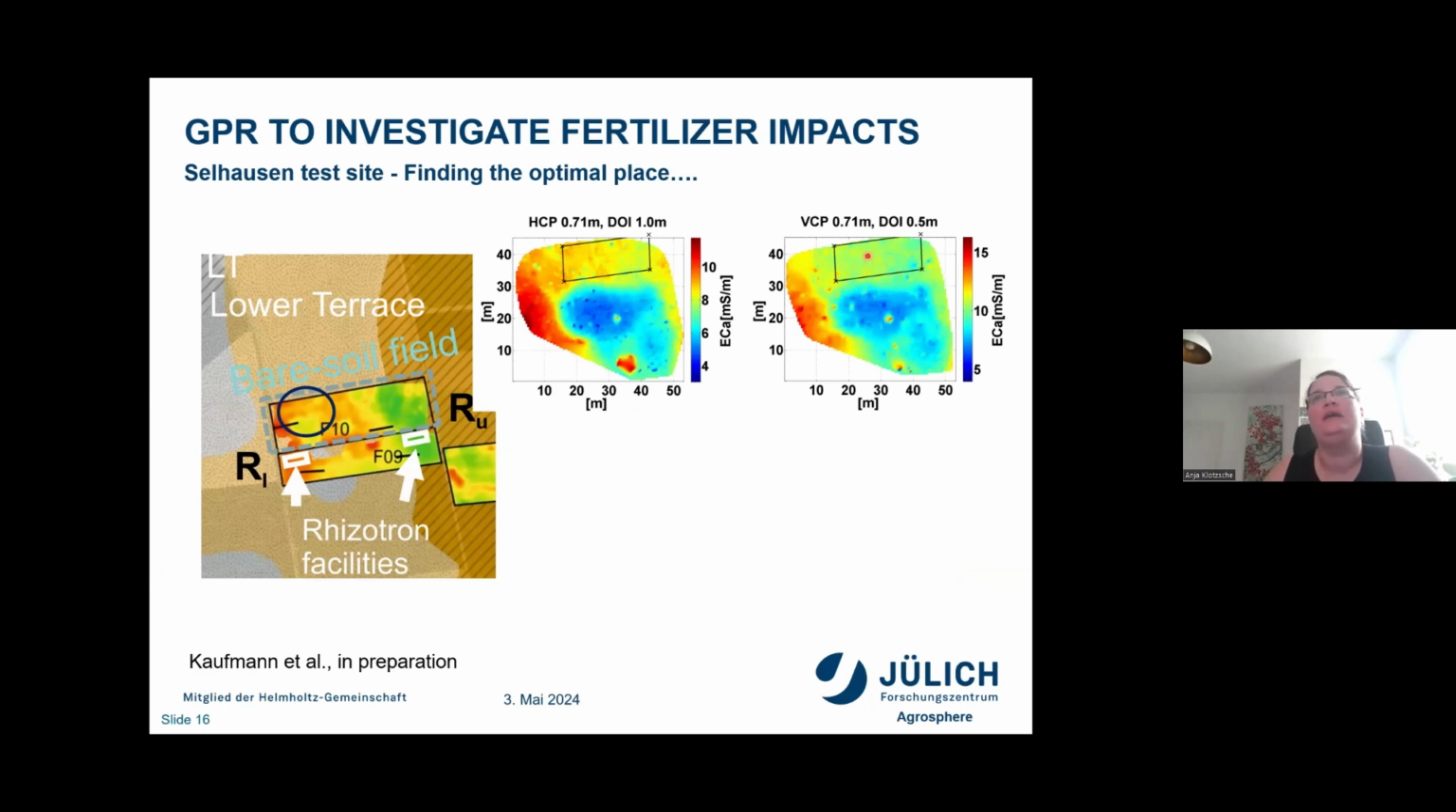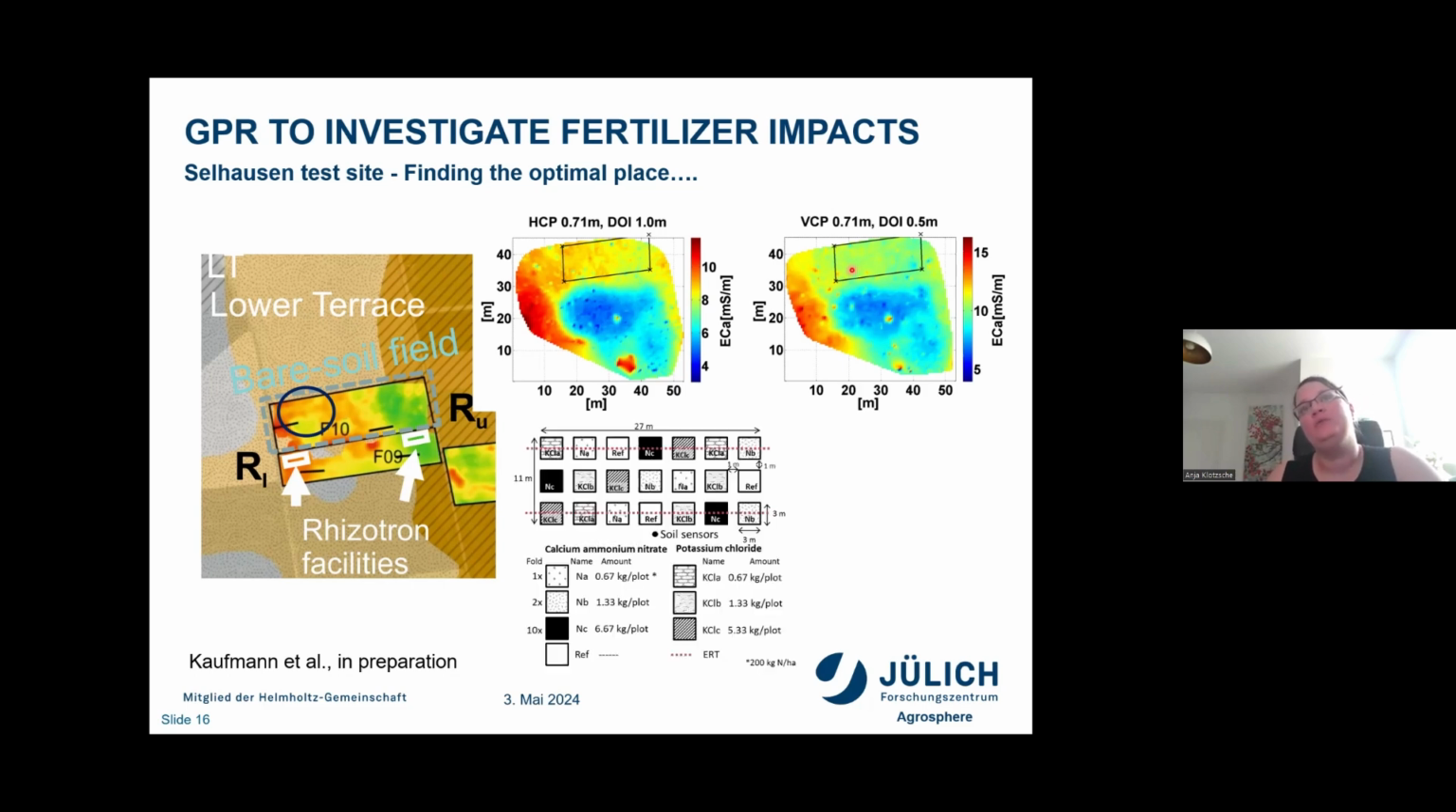So when we look here at the EMI maps for different depths of investigation, we kind of said, okay, that's an okay spot that seemed kind of good to install such an experiment. And what we did was that we defined here certain patches of 3 by 3 meters and applied different dosages of fertilizers. So we had calcium ammonium nitrate and potassium chloride, and we had a standard application, one with the double amount and one with the 10 times higher dosage than normal. And we had also some references.